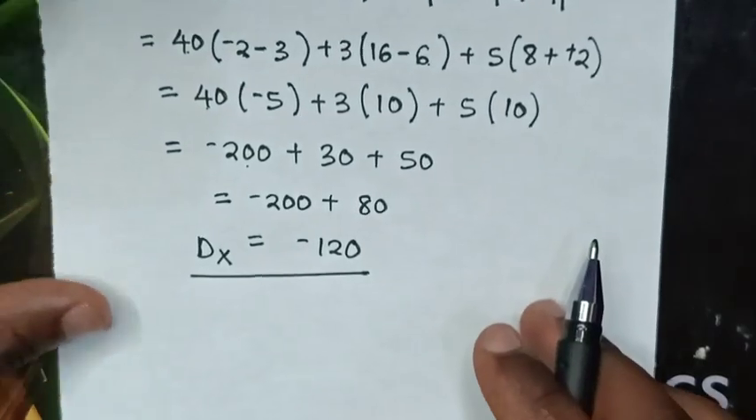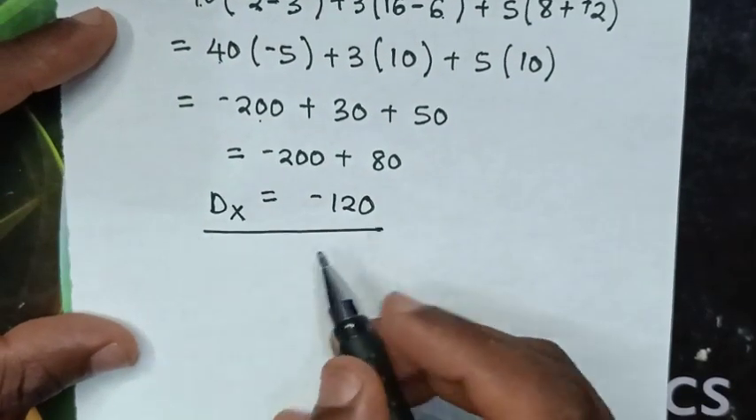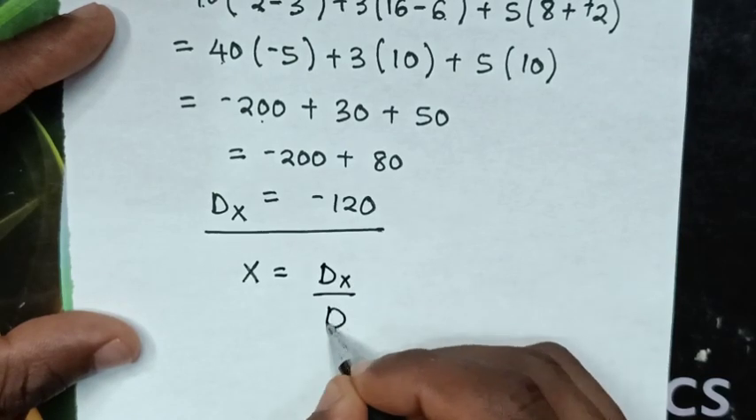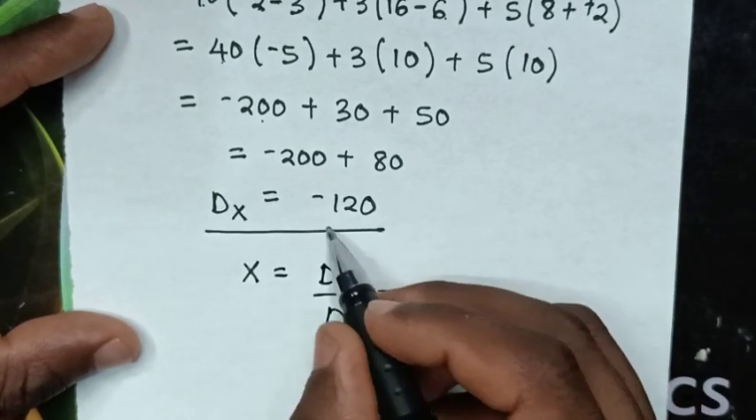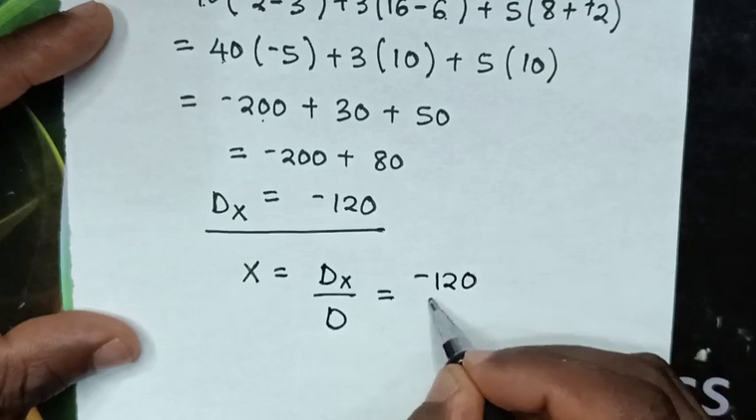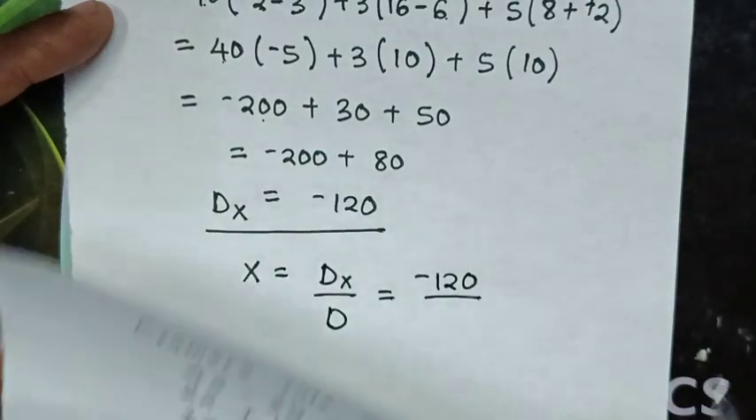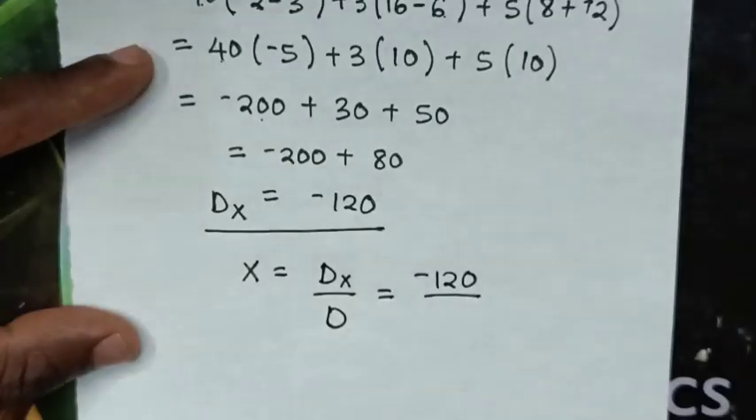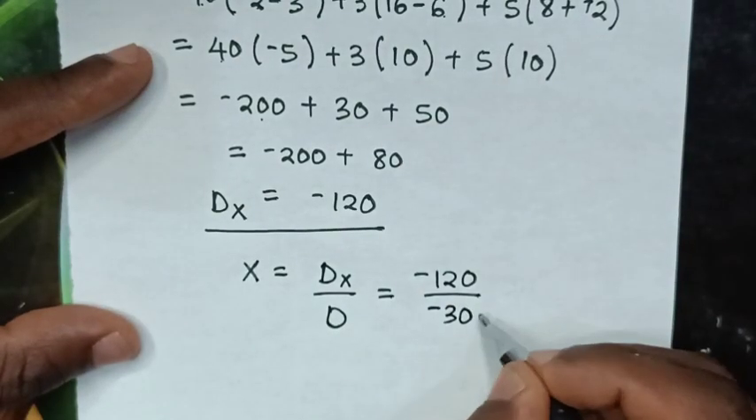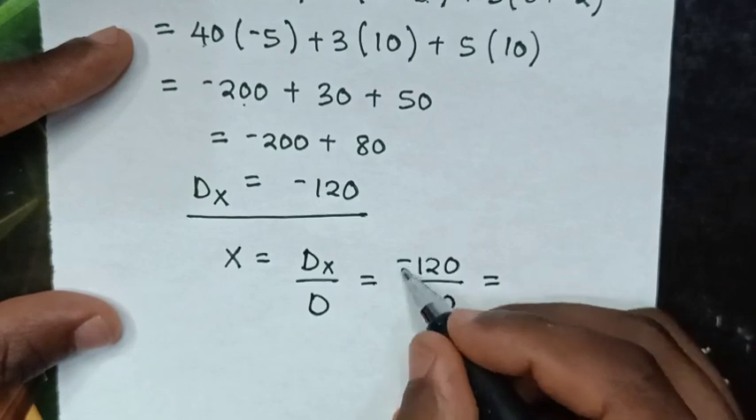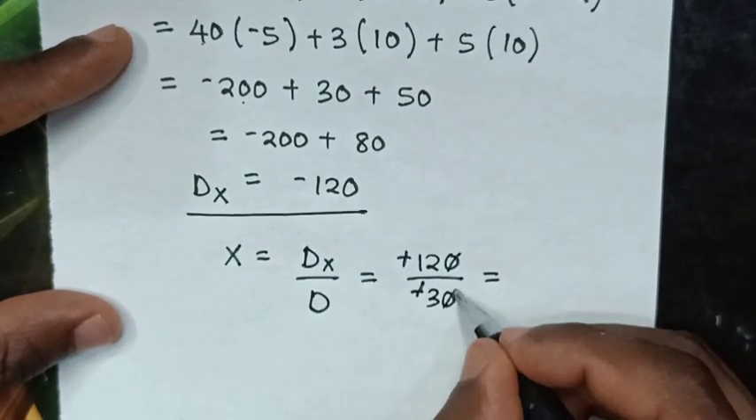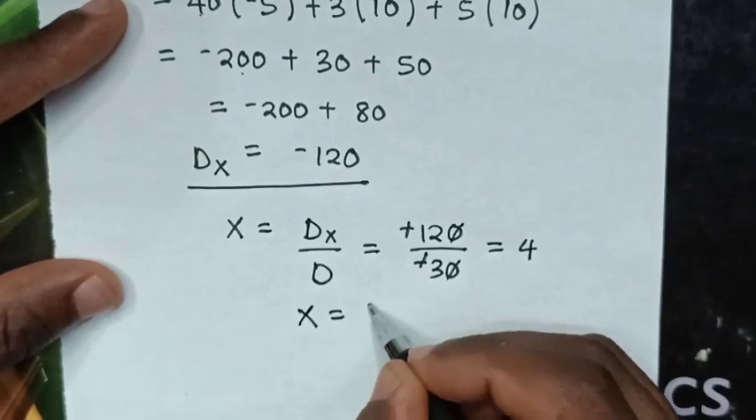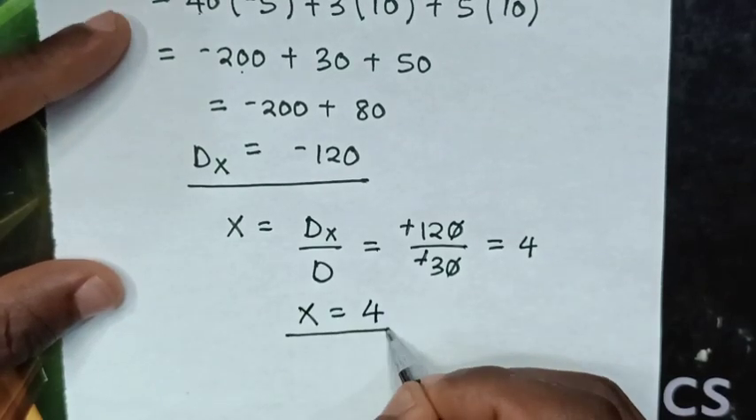Then in next step, we'll be finding the value of x from determinant of x. So x is equal to determinant of x over determinant. So to be equal to this negative 120 over determinant is this negative 30. So it will be over negative 30. Then is equal to this, it will be positive. Then 0 will cancel 0. 12 divided by 3 is 4. Therefore, the value of x is equal to 4.